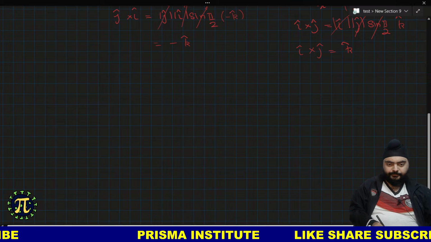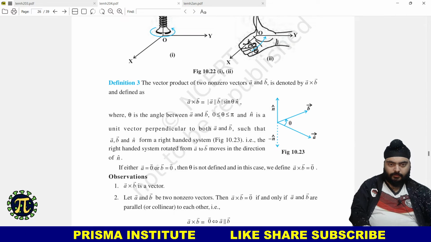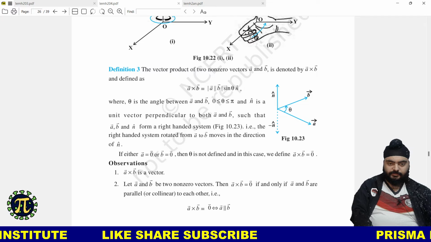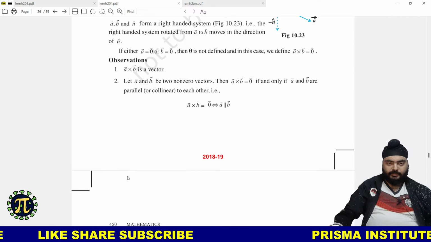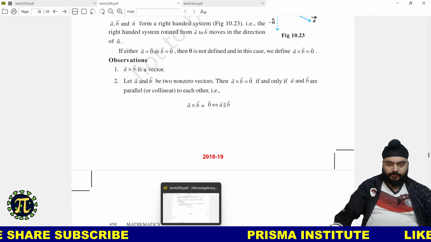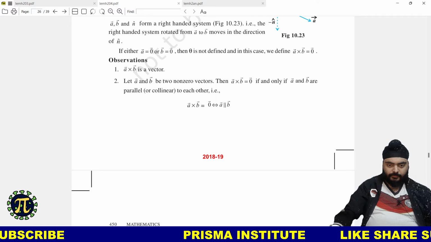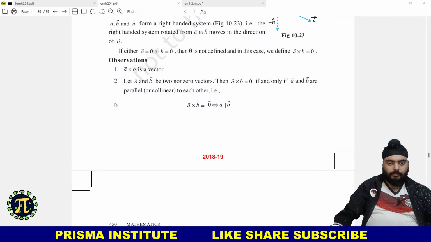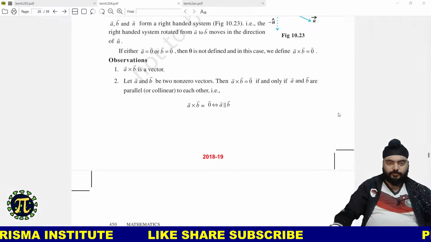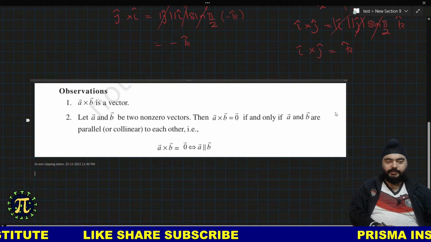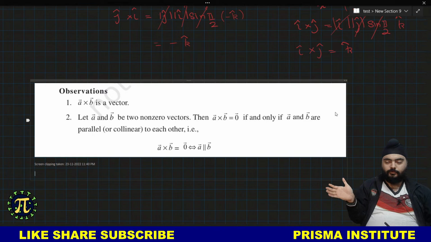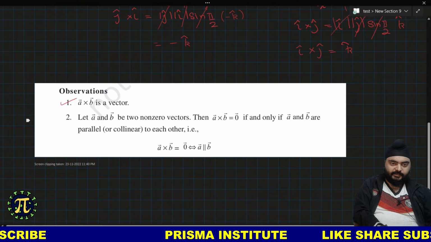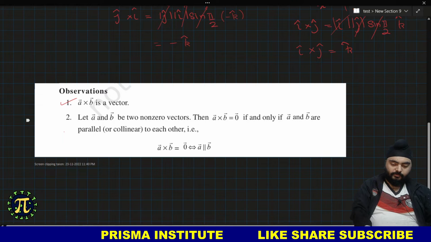So let's see. They have given the definition of the cross product here. Then observations. So observations we will note down. Observations are as follows. A cross B is a vector, so it is a vector pointing in the direction of the thumb, as you move your palm from the direction of A to B. So first point is A cross B is a vector, it's not a scalar. Second point is A cross B can be 0 if it is a null vector.